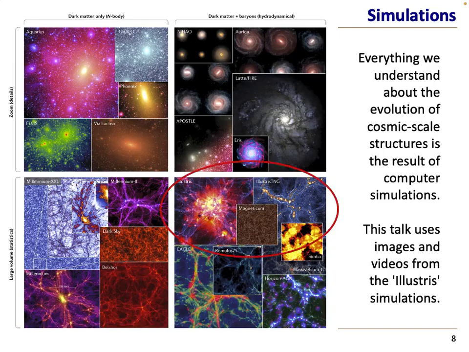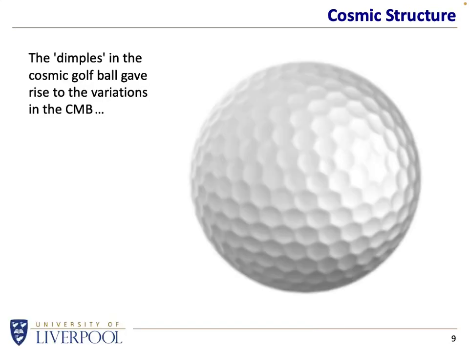So I'm going to be using just a few of these simulations. There are lots around, lots of different research groups all over the world running very complex computer programs on supercomputers. I'm just going to take some illustrations from a particular set of them. It's called the Illustris simulations. We don't need to worry about why they're called that. I'm just using a few pictures and videos from this particular set.